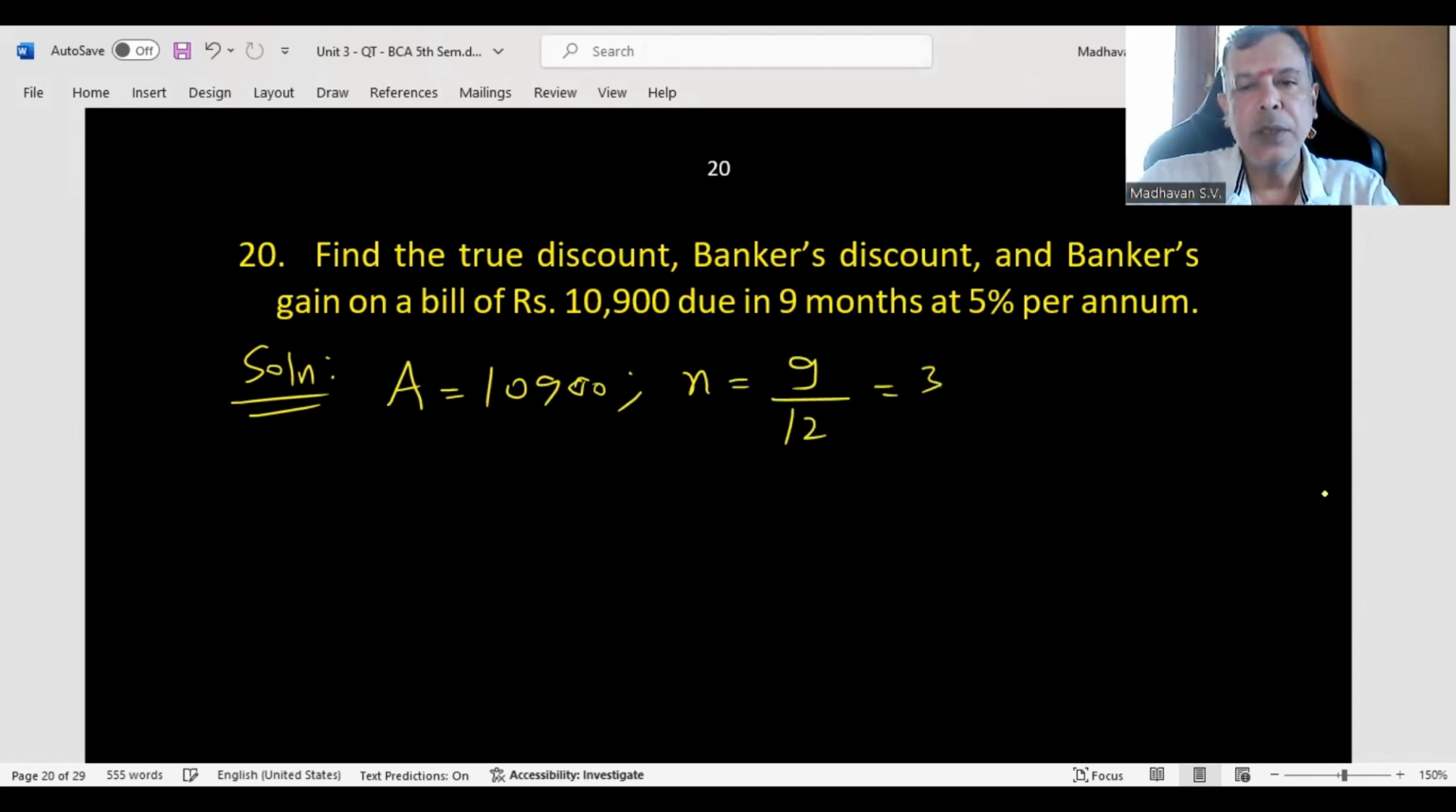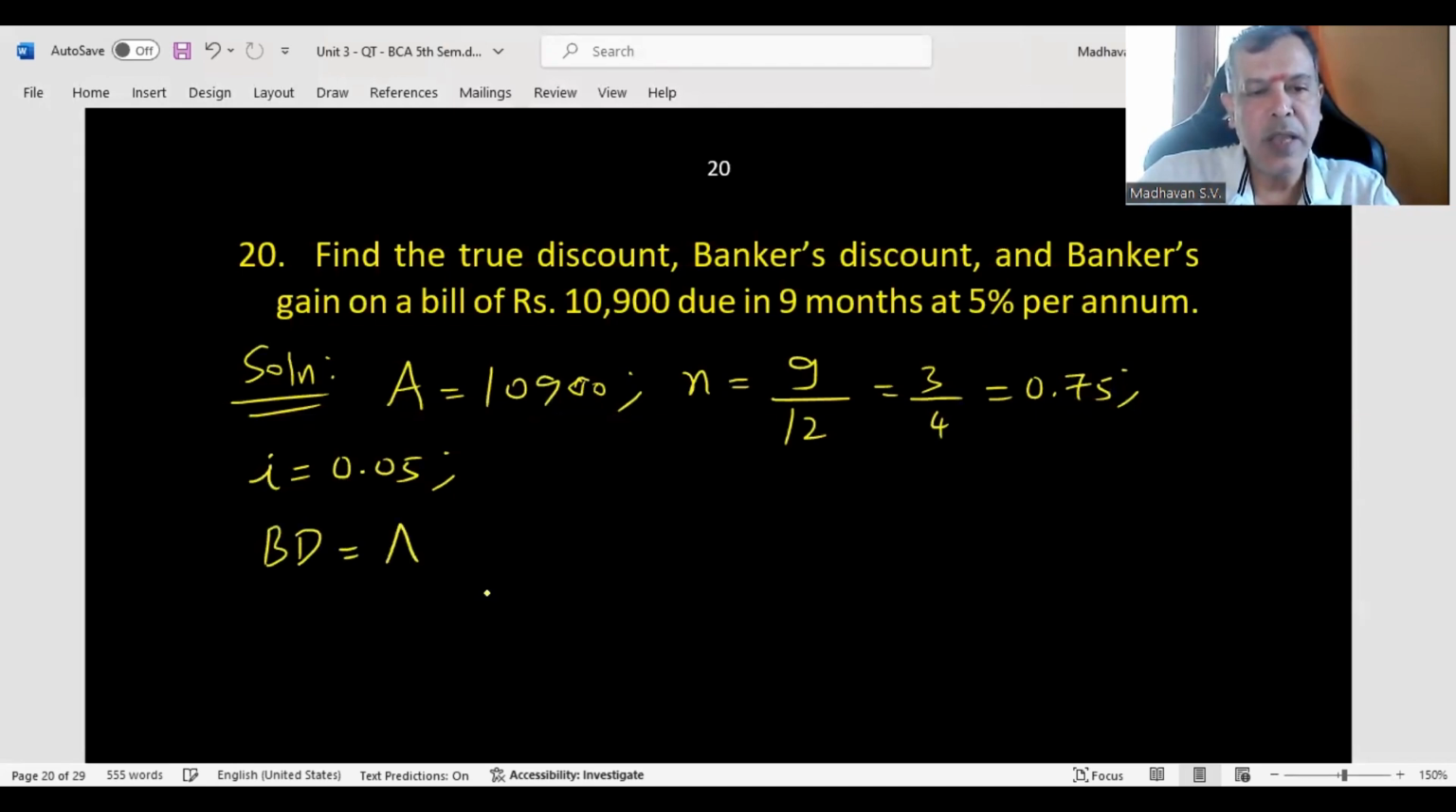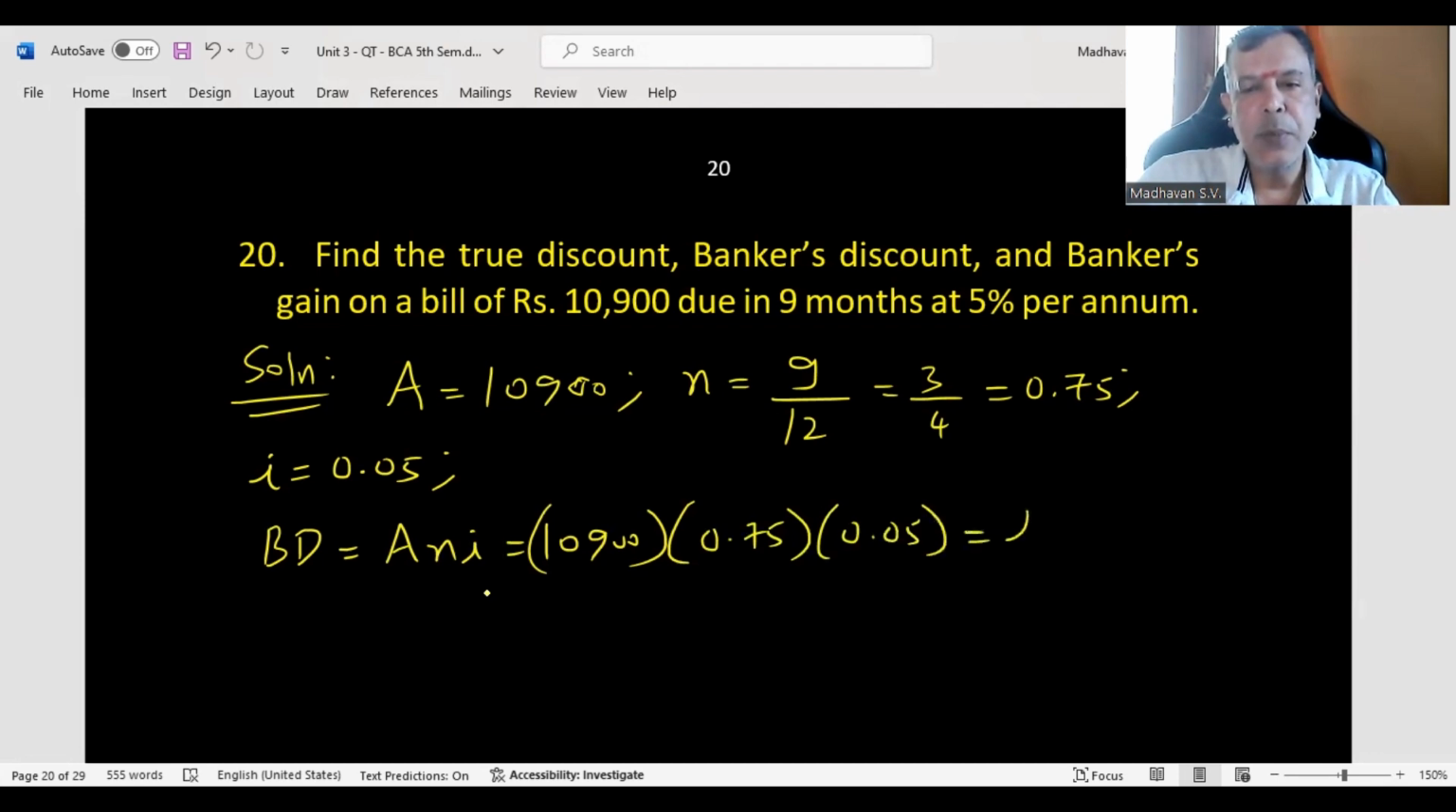So it becomes 3 by 4 or 0.75. Then the interest rate I is given as 5%, so 0.05 per annum. Now we can proceed with finding out whatever they asked. The first one, banker's discount, we will find because banker's discount is A into N into I, which is 10,900 multiplied by 0.75 multiplied by 0.05. We will get rupees 408.75.